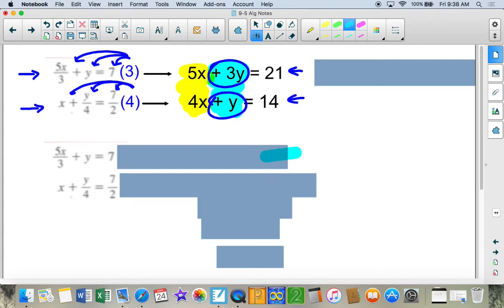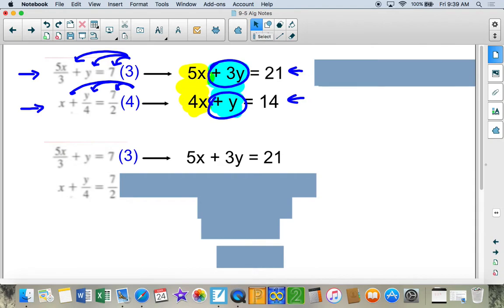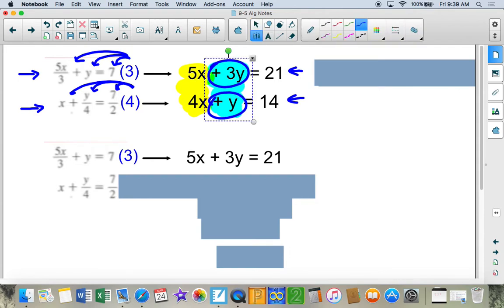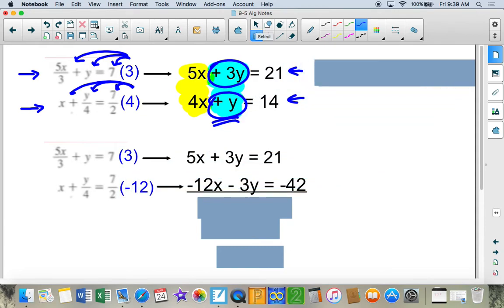So if I can do a better job of choosing numbers to multiply, I'm still going to multiply the top by 3 to produce that 5x plus 3y equals 21. However, if I think about it, what number would make this y, the one down on the bottom here, a negative 3? Well, if I multiply it by negative 12. Negative 12 times x gives me negative 12x. Negative 12 times y over 4 gives me negative 3y. And negative 12 times 7 over 2 gives me negative 42.